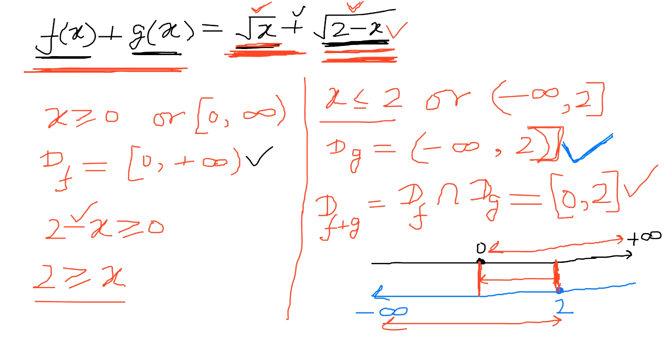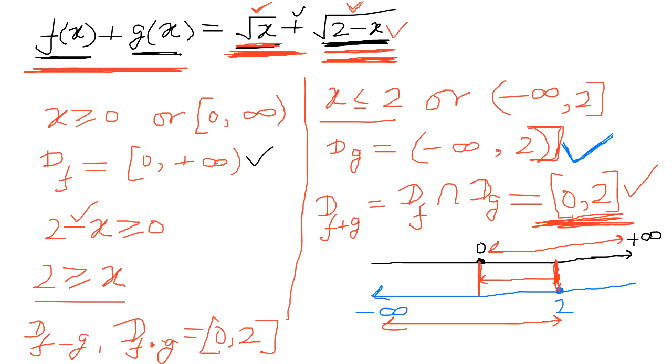So now you know the domain of F plus G. But the domain of F minus G and the domain of F times G are the same. No change. The same domain, 0 to 2. So three domains are the same: F plus G, F times G, and F minus G.